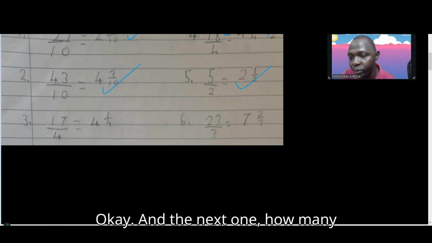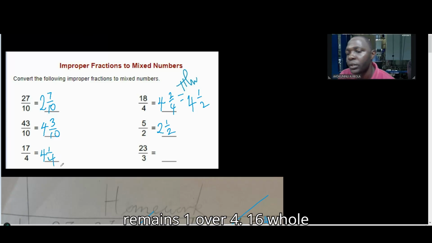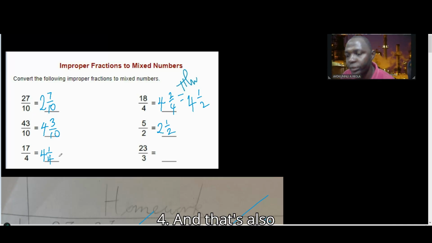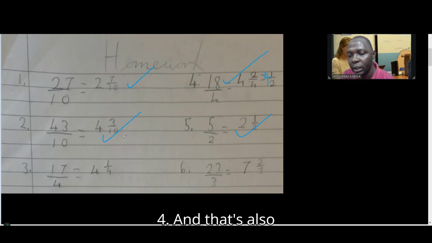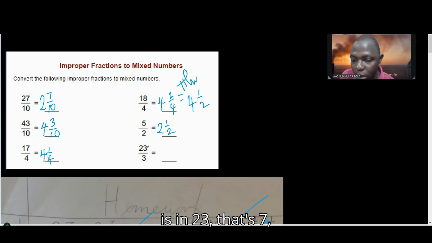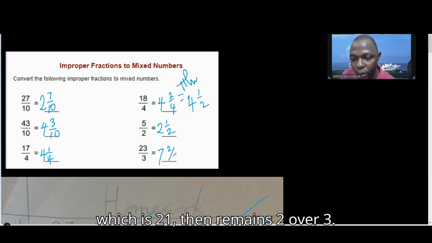Okay, and the next one, how many 4s in 17? That's 4, which is 16. It remains 1 over 4. 16 whole number, 1 over 4. And that's also correct. The next one, how many 3s in 23? That's 7, which is 21. Then remains 2 over 3.